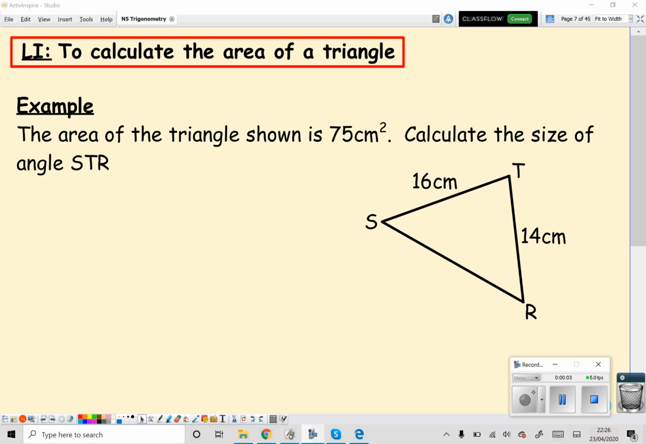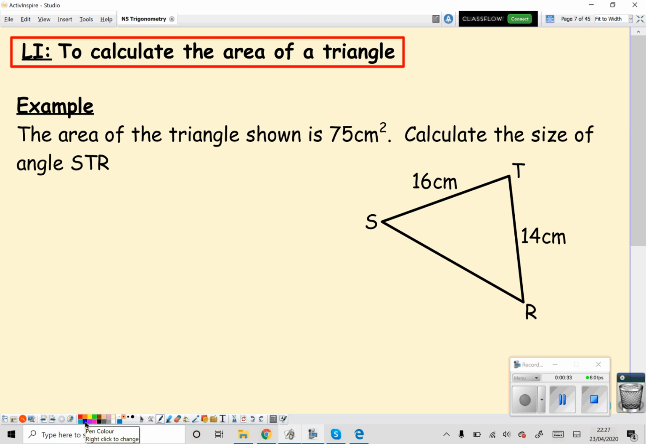Hello everyone. This is just an extension video to the calculating area of a triangle using trigonometry video that I've already done. What this will do is pose the question in a slightly different way. This time we'll give you the area, and what you need to do is work backwards and calculate what the missing angle is.